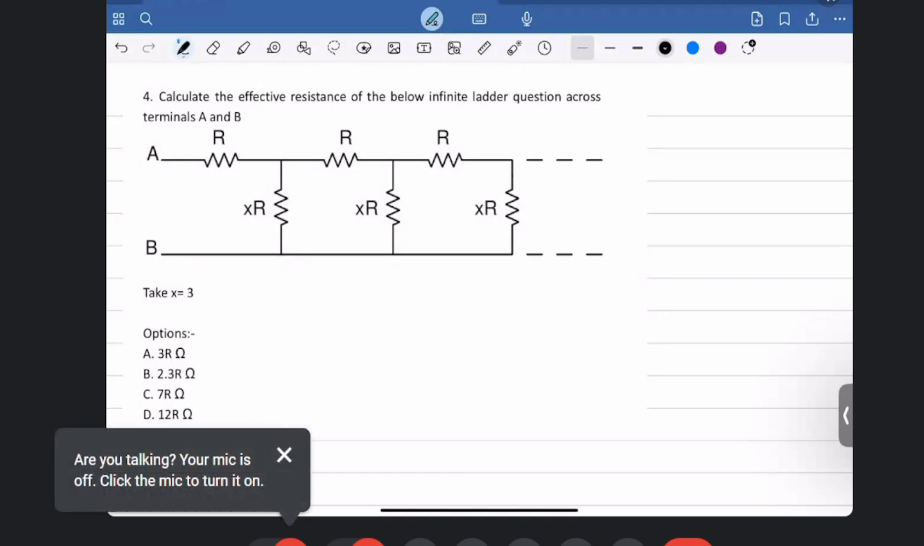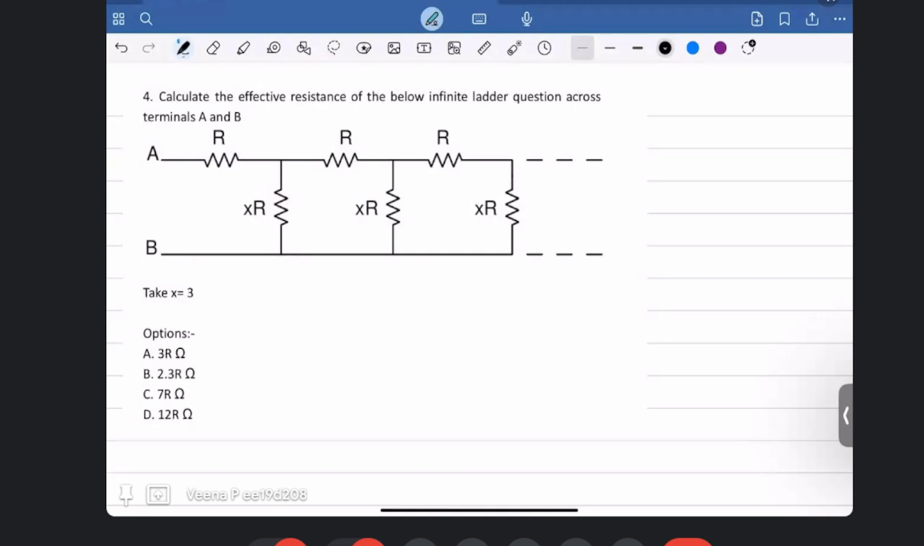So I hope everyone went through the question. The question is, calculate the effective resistance of the below infinite ladder across terminals A and B. Whenever an infinite ladder question comes, there is a similar starting step which you should take, which will help you to solve the question very easily.